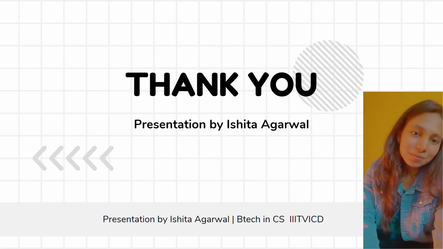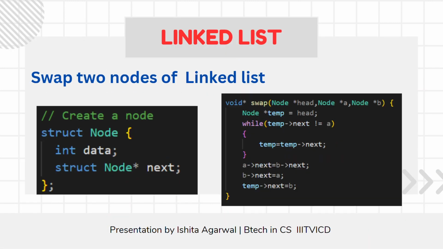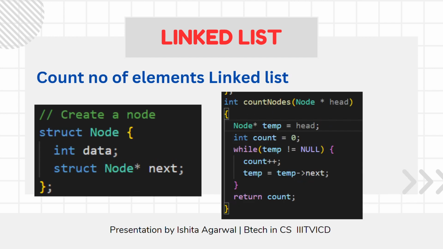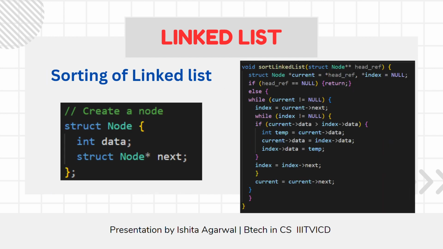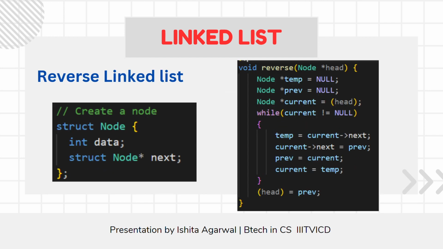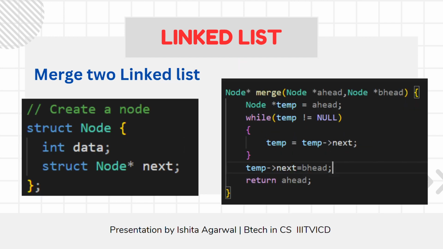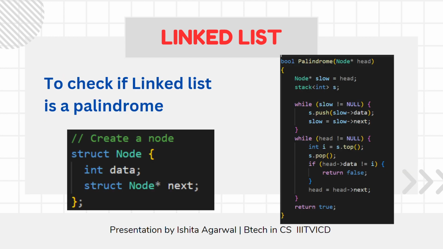So these are all the practice questions we have discussed: count number of elements, middle element of a linked list, sorting in a linked list, swap two nodes, reverse the linked list, merge two linked lists, and check if a linked list is a palindrome.